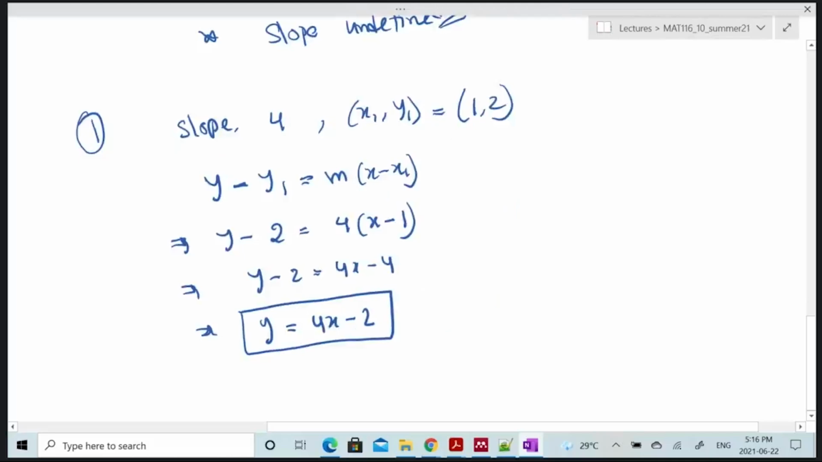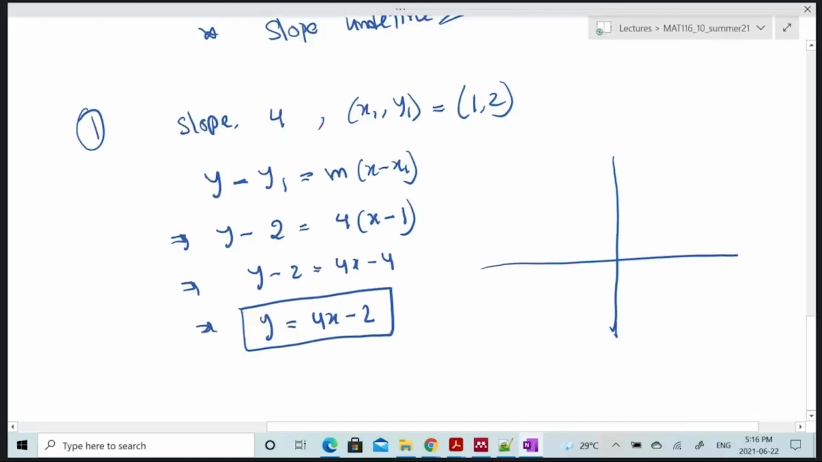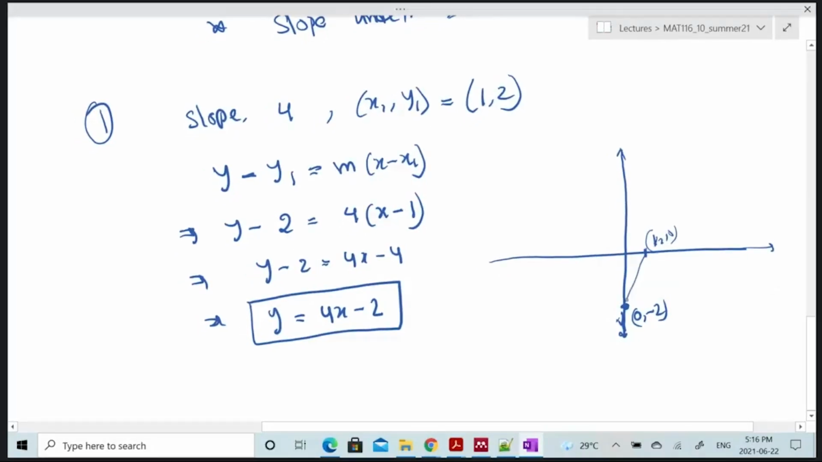Now if I ask you to draw the graph of it, remember we can use just the intercepts. So from this equation, what is the y-intercept? Minus 2, so the point is (0, minus 2). And the x-intercept? It is (1/2, 0). Exactly. So just join those 2 points and extend it, and you're gonna get the graph of the equation of the line.